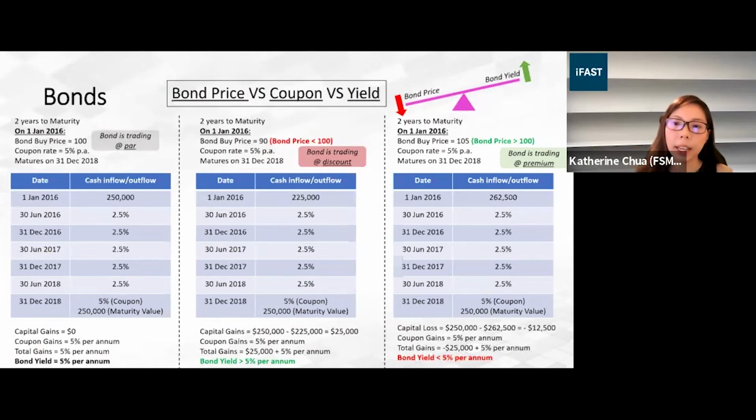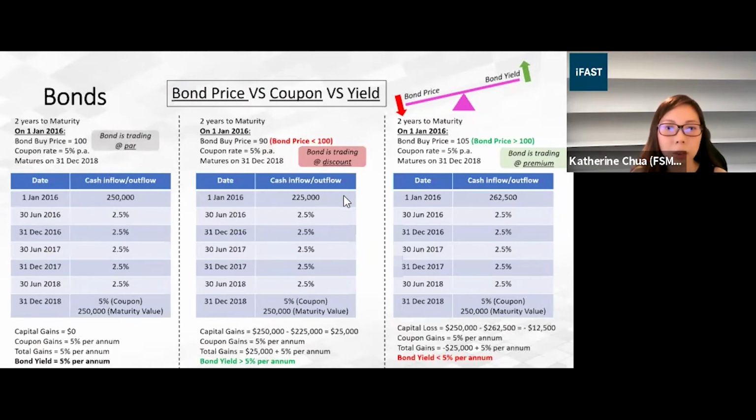In this slide, I've illustrated 3 different scenarios where you invest in a 2-year bond with a 5% coupon rate. The first scenario is where you buy a bond when it's trading at par. At par means that you are buying it at 100. If you are holding it for, let's say, 2 years, so in 2016 you buy, and in 2018 it matures, it also means that you do not have any capital gains at all. It's $0 capital gain, but you do gain a coupon of 5% every year. So your total yield will be 5% because that's only the coupon.